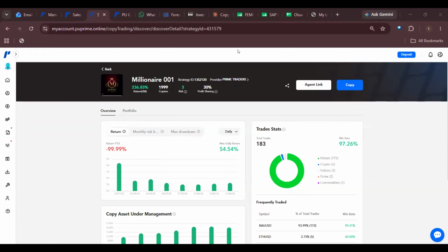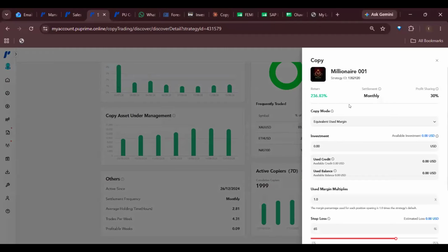Now, you can see this copy link here. All you need to do is to initialize this copy link. Now, let's click on it. Copy. Now, immediately you click on this copy link, it would give you something of this nature.